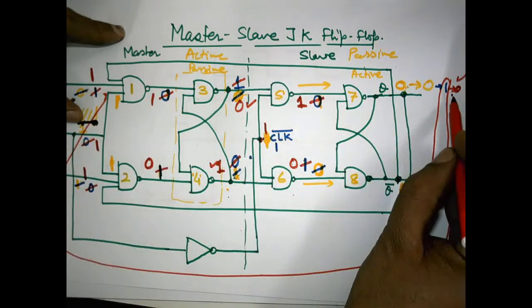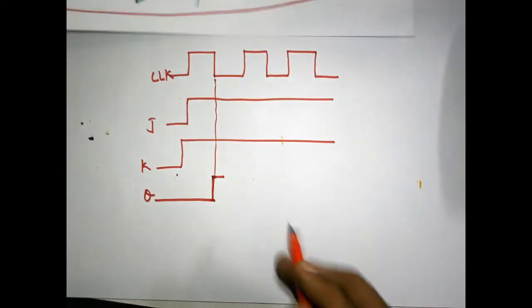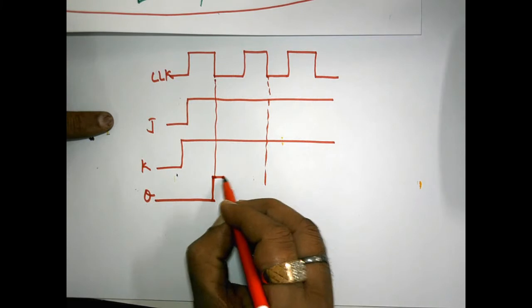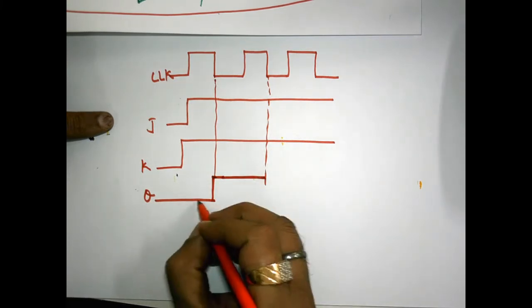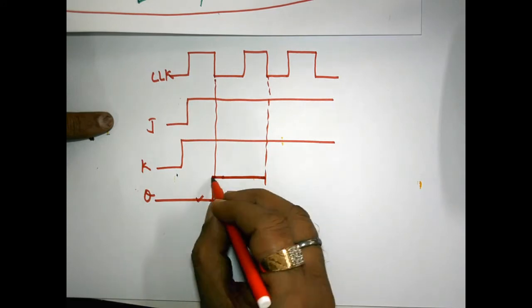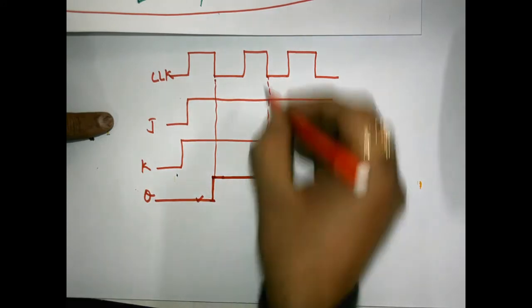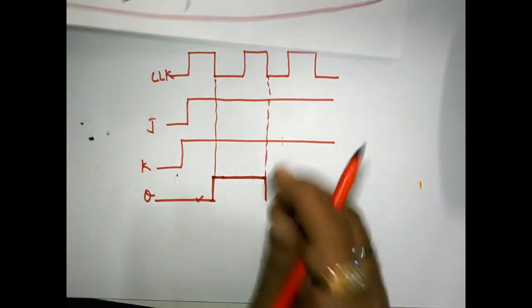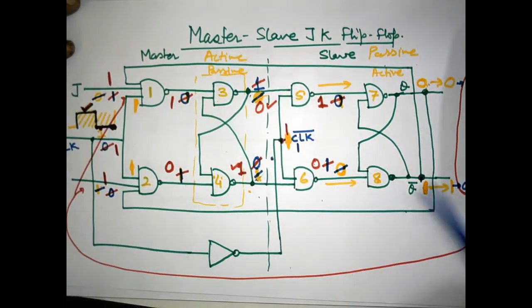It became 0, but up to which time will it remain 0? You see, it will remain 0. Or if it was 0 before the arrival of that clock and it became 1, it will remain 1 up to the arrival of this next edge. Getting my point? You can very easily observe it in this circuit.